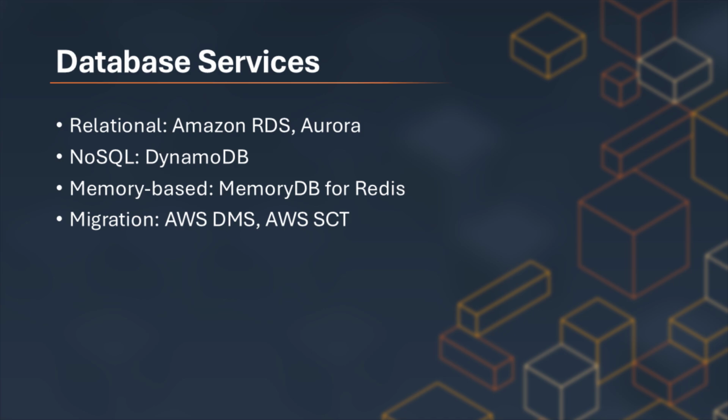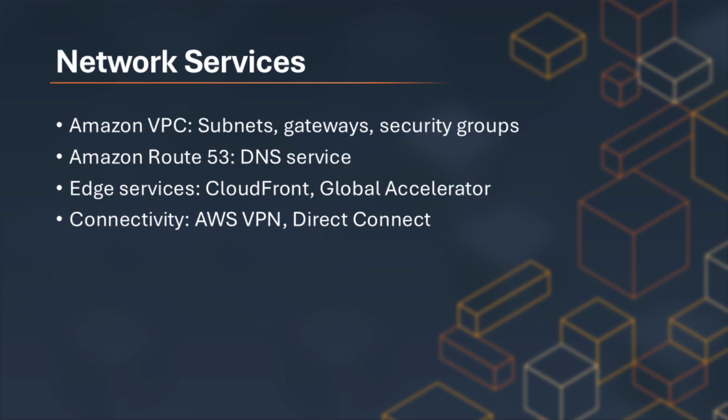The exam tests managed versus EC2 hosted databases. RDS reduces maintenance, while EC2 gives full control but requires more effort. Network services include Amazon VPC, which creates isolated networks. Subnets divide a VPC into public, for web servers, and private, for databases.